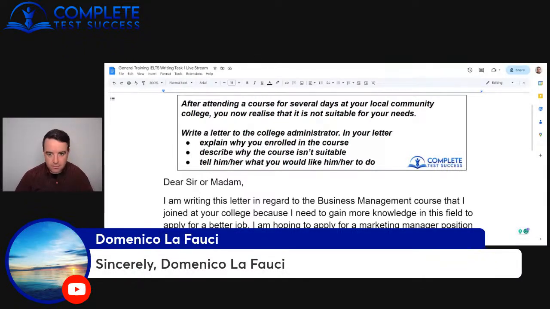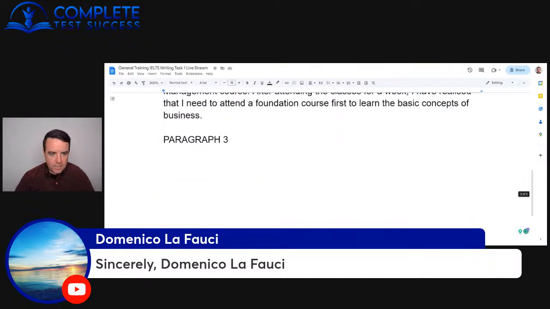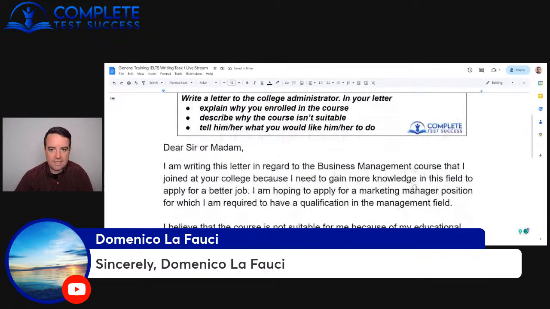Okay, so Domenico, this works. More conventionally, we would say yours sincerely. So I'm going to change that. Yours sincerely. And what you'll notice Domenico has done here is not just his first name, but his first name and his surname. And that's very important because it's a formal letter. If it was informal, it would just be your first name. But of course, it's a formal letter. So we need the first and last name.